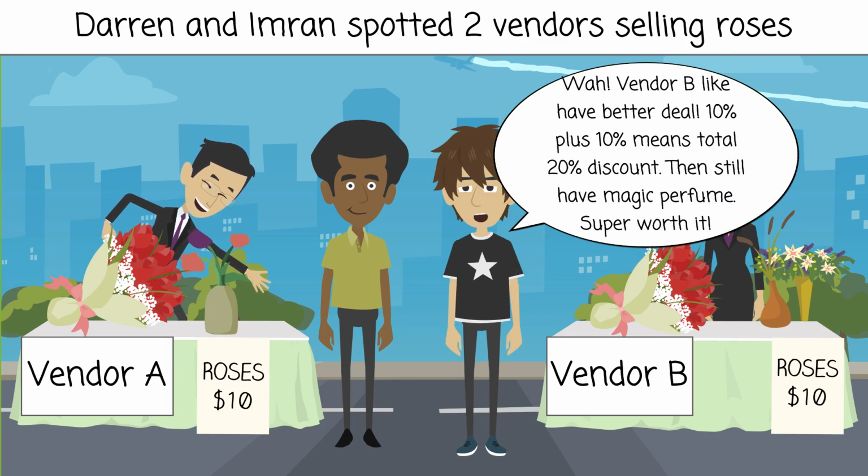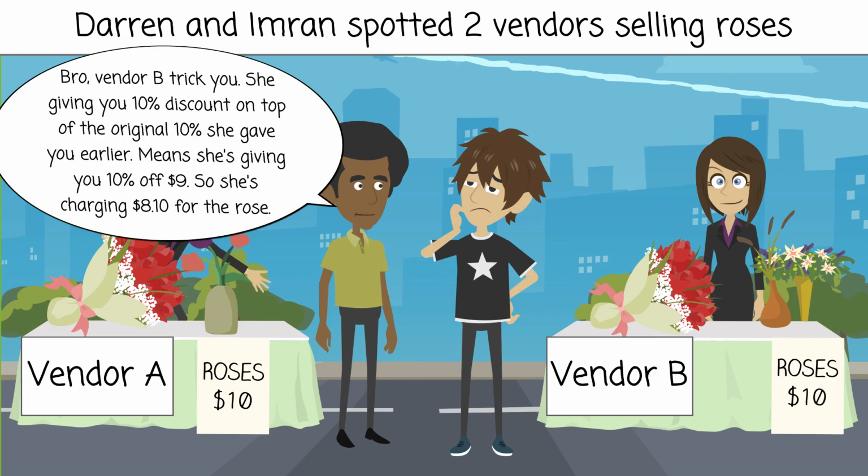Wah. Vendor be like have better deal. 10% plus 10% means total 20% discount. Then still have magic perfume. Super worth it. Bro, vendor be trick you. She giving you 10% discount on top of the original 10% she gave you earlier. Means she's giving you 10% off $9. So she's charging $8.10 for the rose.